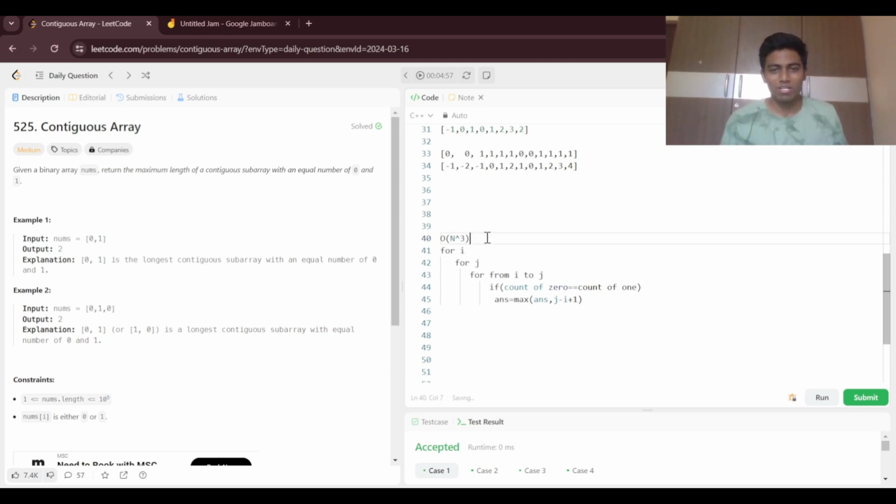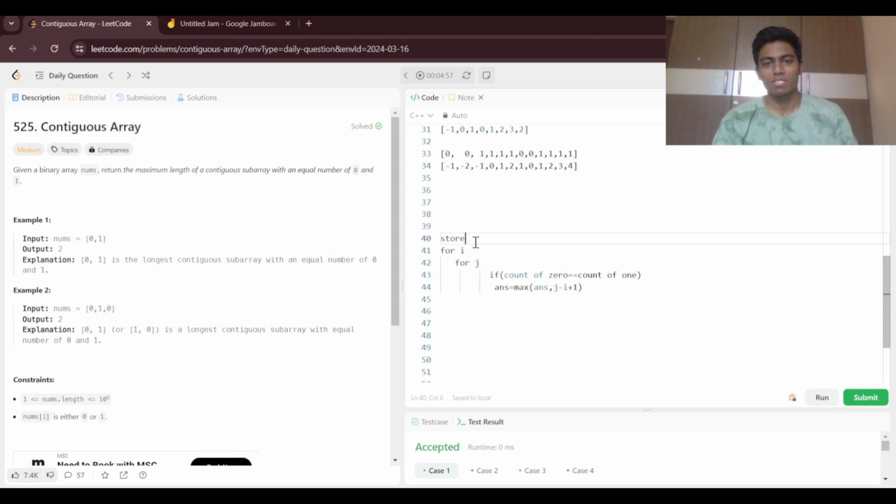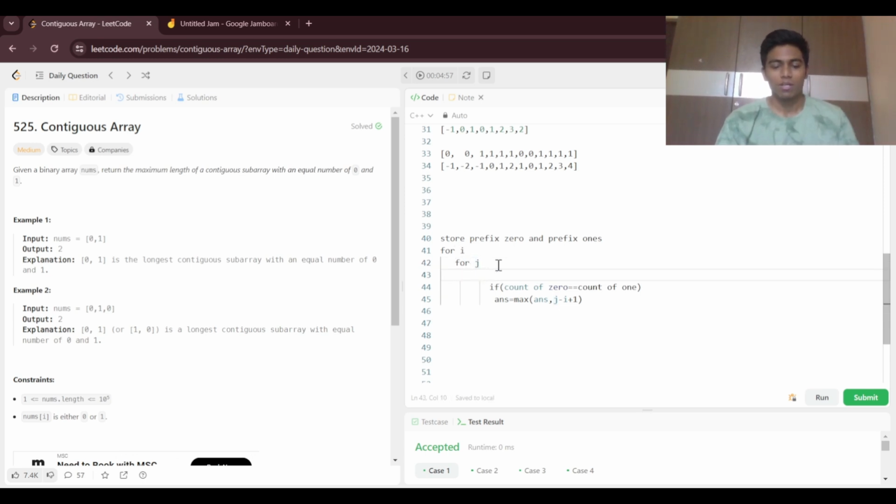So we need to optimize this solution. How can we make it better? Suppose we are given an array that contains zeros and ones. Whenever we want counts of zeros and ones, we can remove this particular loop and store prefix 0 and prefix 1.